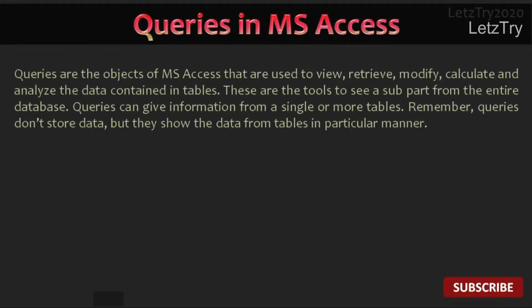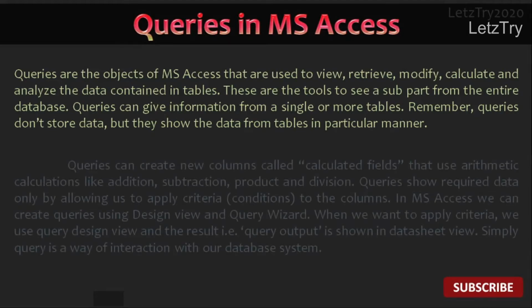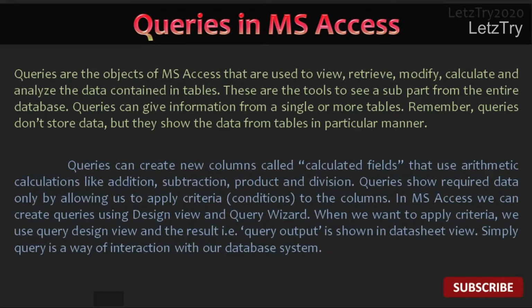Queries are the objects of MS Access that are used to view, retrieve, modify, calculate, and analyze the data contained in tables. These are the tools to see a subpart from the entire database. Queries can give information from a single or more tables. Remember, queries don't store data, but they show the data from tables in particular manner. Queries can create new columns called calculated fields that use arithmetic calculations like addition, subtraction, product, and division.